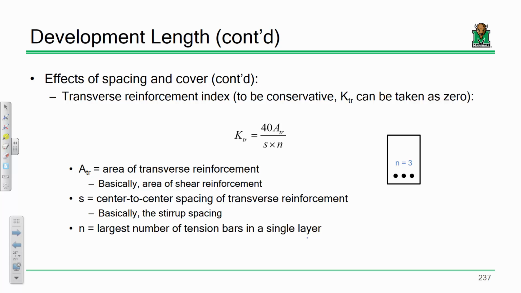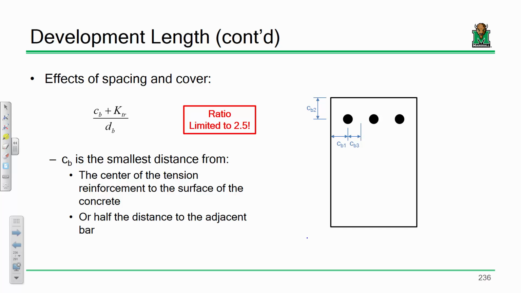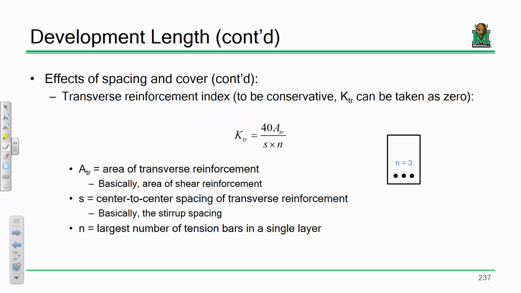So think about it like this. Imagine this beam, but you have a bunch of stirrups around those bars. Those stirrups are going to confine that concrete, and the more confinement you have, that's going to give you a benefit on development length, right? That makes sense? So in order to compute that, it's 40, and then we take the area of transverse reinforcement, which is basically just AV. That's just your shear reinforcement. We have S, which is the center-to-center spacing, which is basically just your stirrup spacing, and then N is however many bars you have in a single layer. So if we had a beam like this, N would be 3.